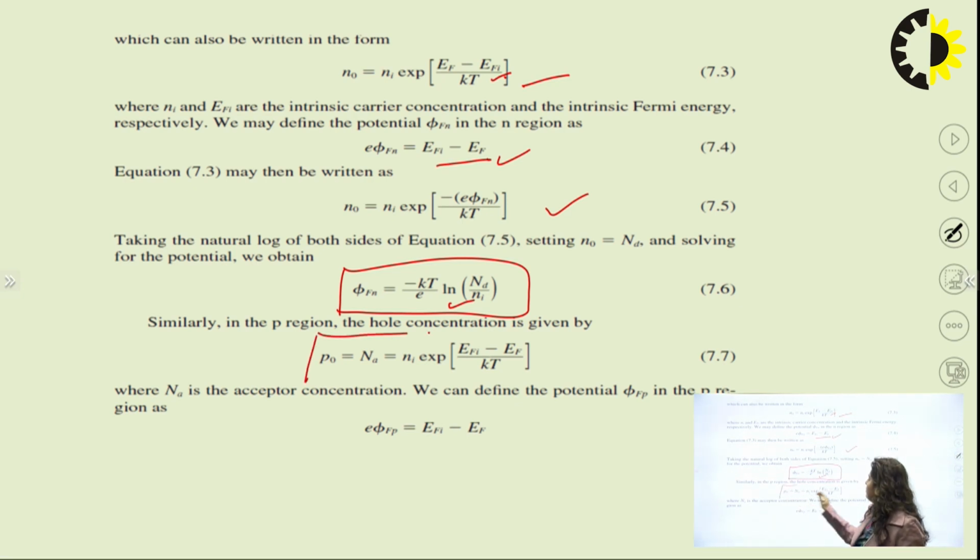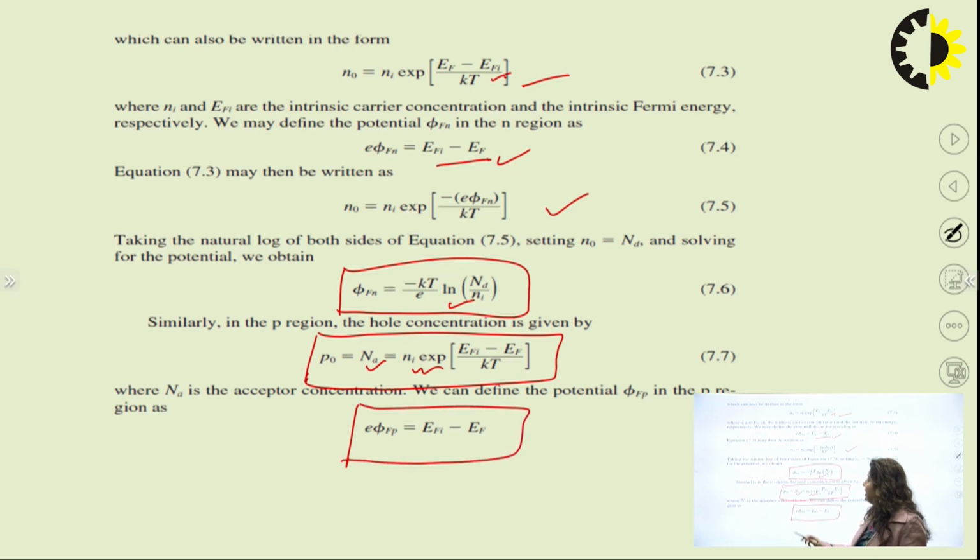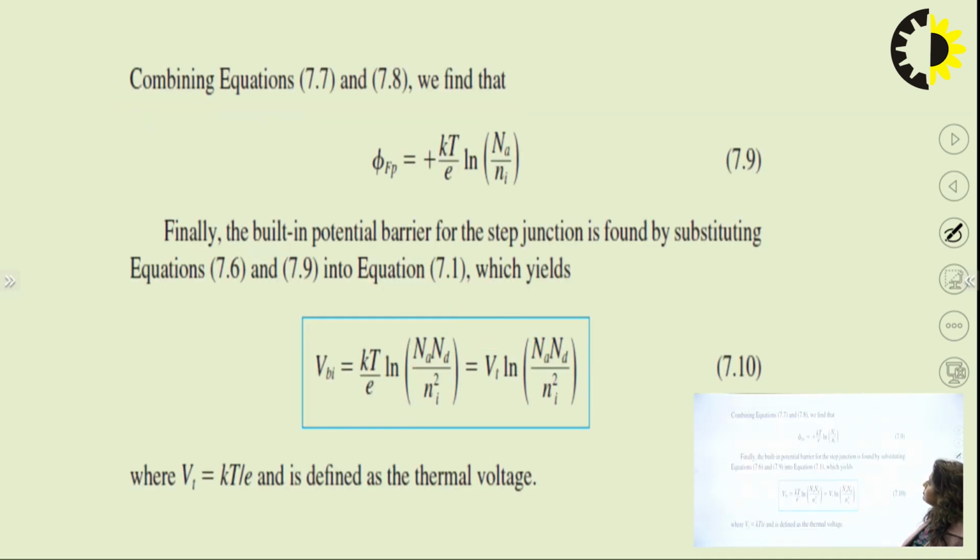Similarly, for p0, for the holes, we have p0 equal to Na, which is the acceptor type concentration, and we have this type of expression, that is Ni exponential (Efi minus Ef) upon kT. Similarly, the work function can be defined as in the case of the N type, here for the P type. So when you combine all these equations, you will get this expression, that is V_BI equal to kT by e, or kT by q, ln(Na Nd upon Ni square).